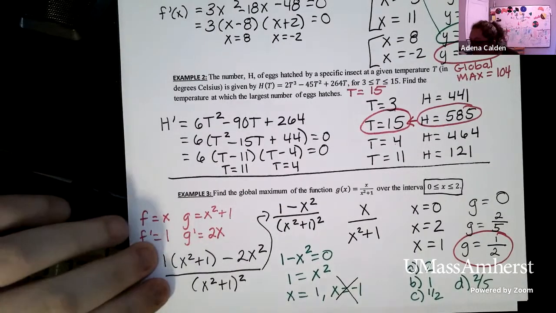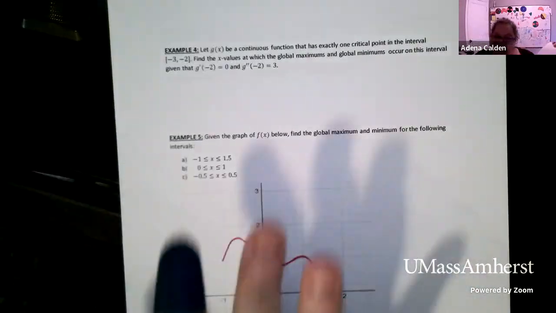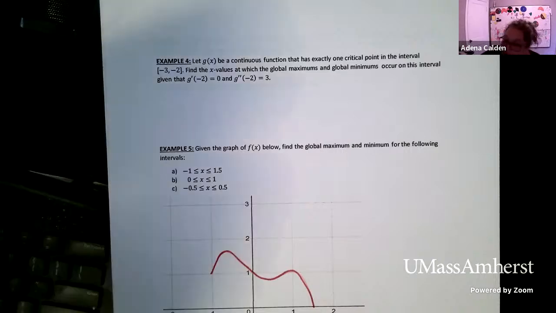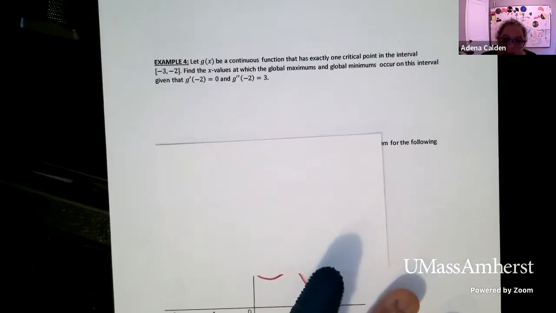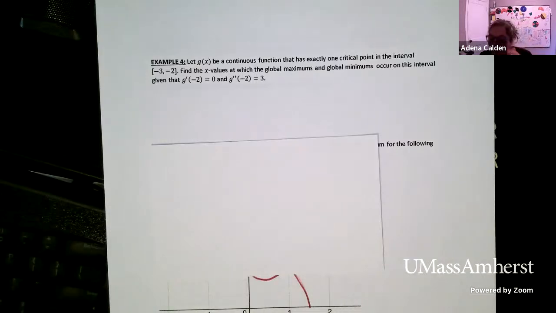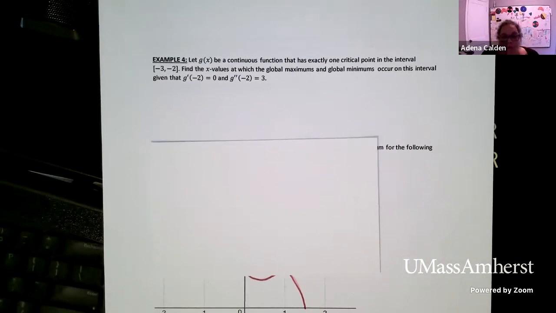Okay, so let's look at how else we might sort of analyze and think about information related to this and see if we can put it all together to sort of sort through information and understand how things interact. Okay, so let g of x be a continuous function that has exactly 1 critical point on the interval -3 to -2. Find the x values. So again, we're looking for x values here, which is slightly different, at which the global maximums and global minimums occur on this interval, given that g prime of -2 equals 0 and g double prime at -2 equals 3.